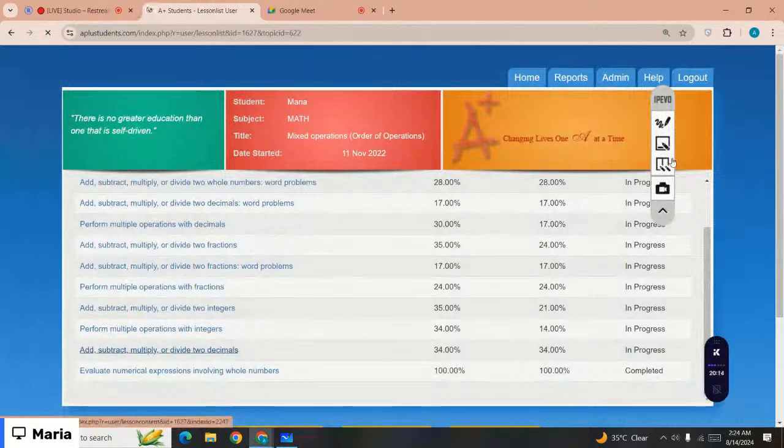Okay, the next lesson is add, subtract, multiply, or divide two decimals. I'm not worried, but you got confused by the lesson name. That's the issue.